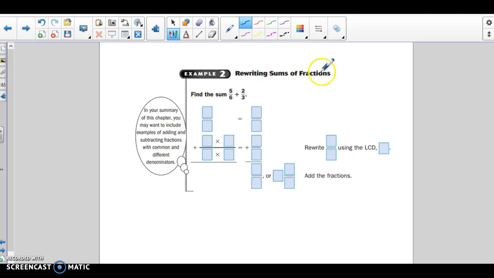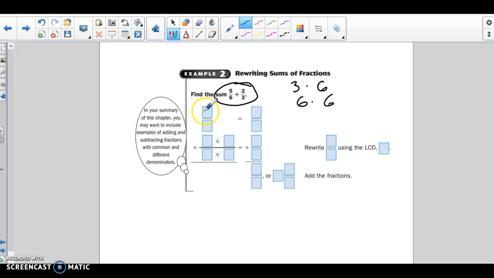Okay, rewriting sums of fractions. Here, there's no story problem, it's just 5/6 and 2/3. Can we add these as is? No, we need to find a common denominator. All right, so we have 3 as a denominator, and we have 6 as a denominator. What's the least common multiple? 6. Okay, 3 times 2 is 6, and 6 times 1 is 6.